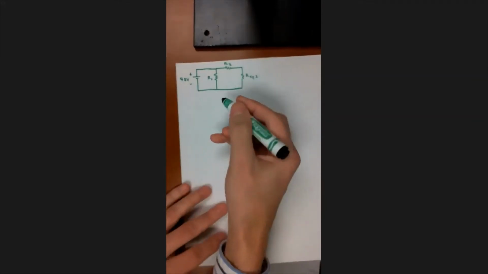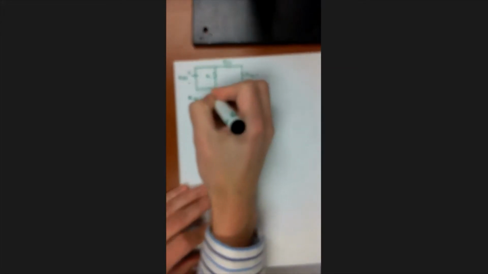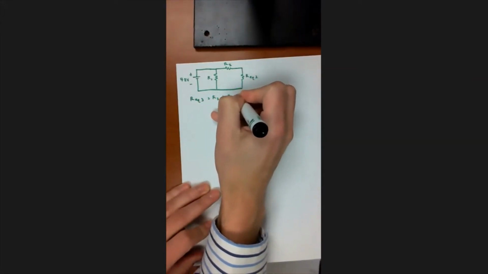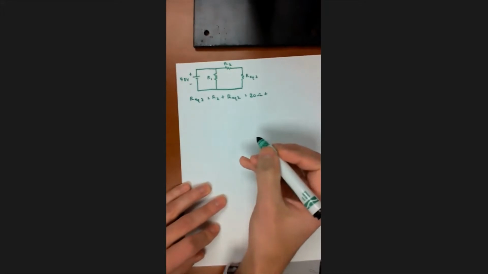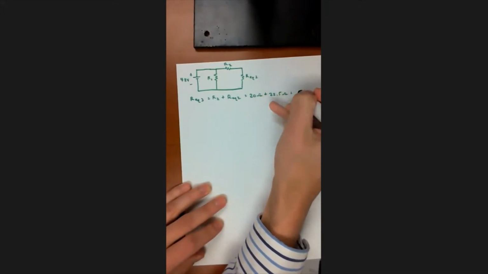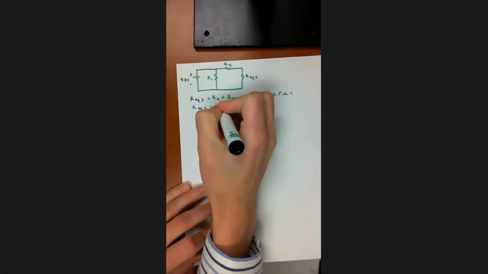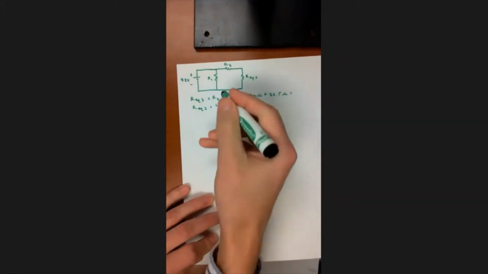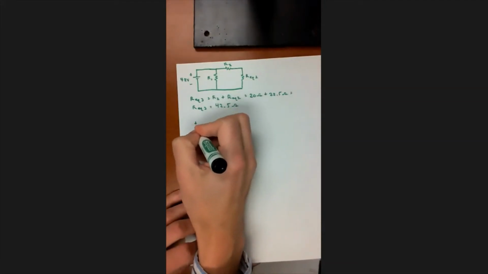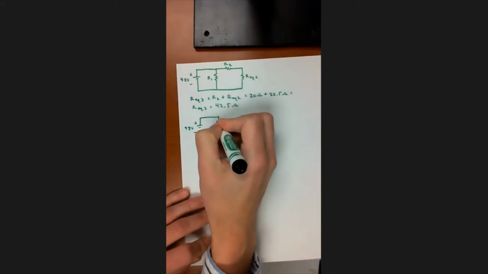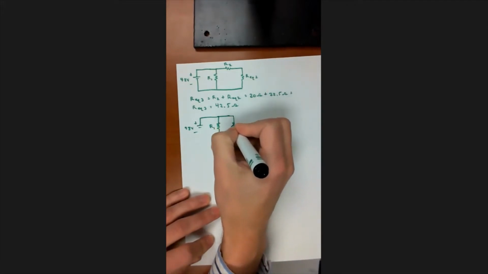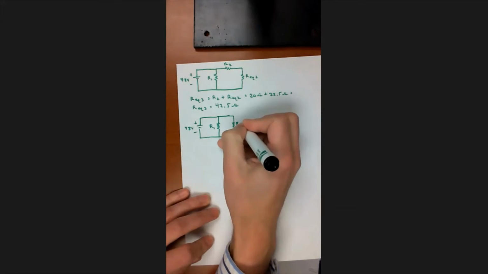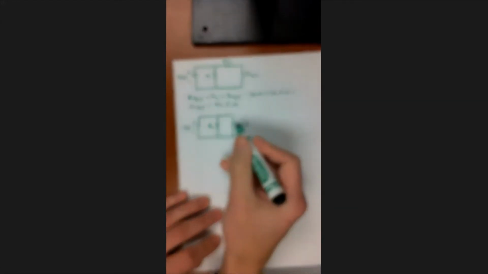And I am going to call that, if you look back, we're combining R2 with R equivalent 2, and we're going to call that R equivalent 3. So R equivalent 3 equals R2 plus R equivalent 2. R2 was 20 ohms, and R equivalent 2 was 22.5 ohms. So R equivalent 3 equals 42.5 ohms. And now I can redraw the circuit again, even simpler. R1, and now I'm combining R2 and R equivalent 2 into R equivalent 3. And that is going to be our total.